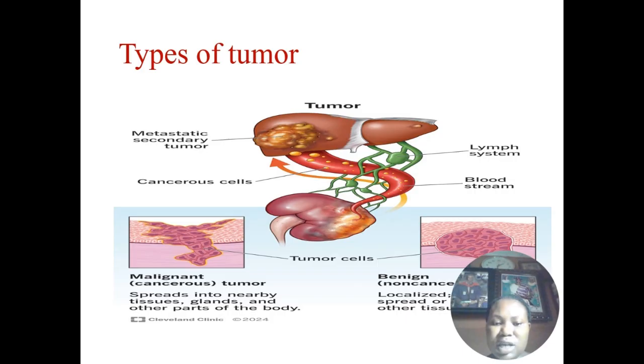You see the metastatic secondary tumor, how it is spreading fast. You see the cancerous cells; this one that is spreading round is the cancerous cells. You have the lymph systems, which can help in the spreading of the cancerous cells to metastasize to other parts of the body. That is the illustration.